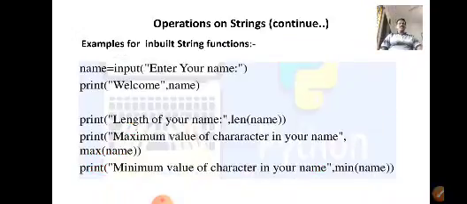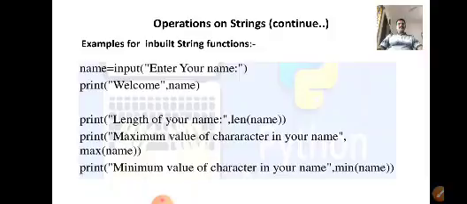Here, operations on strings continue. Example for built-in string functions: name = input("Enter your name"). Simply print "Welcome", comma, name. So it is similar to C syntax without a format specifier. Then we simply use the length function inside print: print length of your name. len is a built-in function. That name contains a string, whatever is entered by the user.